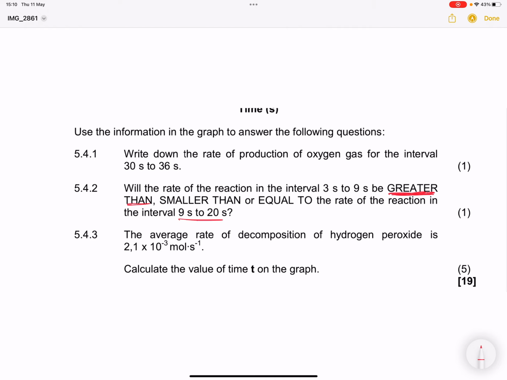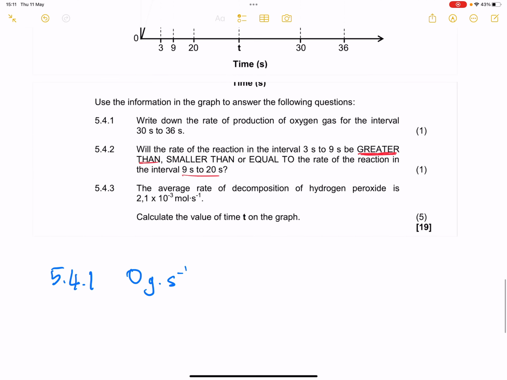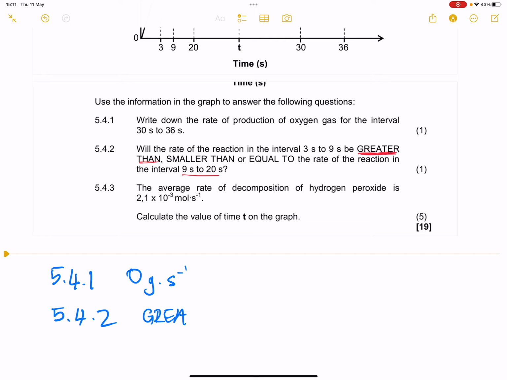And again, the reason is simple, as we said, because between 9 to 20 you've used up some of your reactants, and as a result you've got a lesser rate of reaction. Right. Okay, so we're saying 5.4.2, that is what happened there. Okay, and then the last question, so I needed to write that greater than.